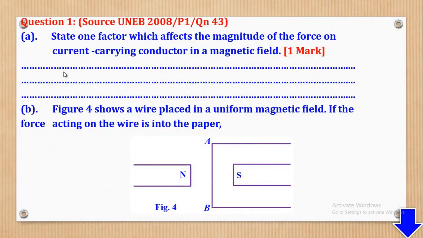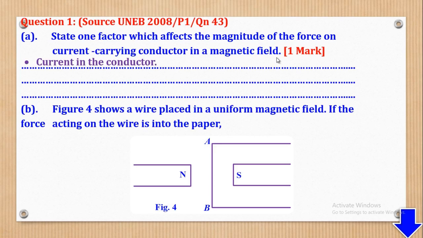So these are the very questions I left in the previous video, and I believe by now you've already tried them out and are ready to check your progress. So we shall start with question 1, and the source of question 1 is UNEB 2008 paper 1 question 43. Part A says, state one factor which affects the magnitude of the force on a current carrying conductor in a magnetic field.